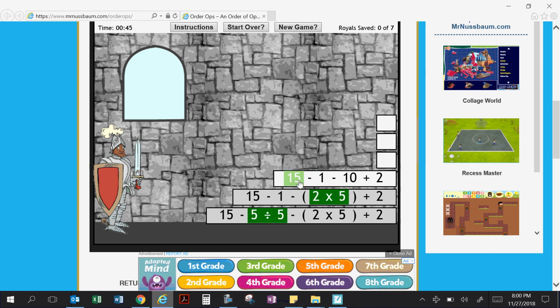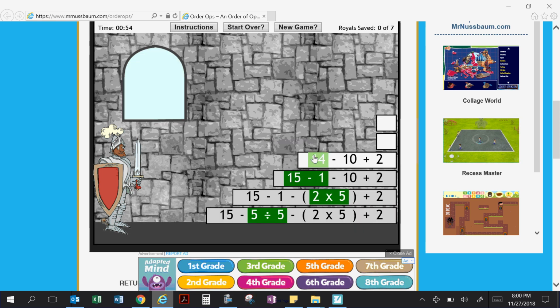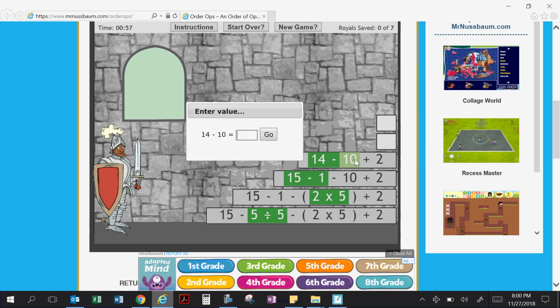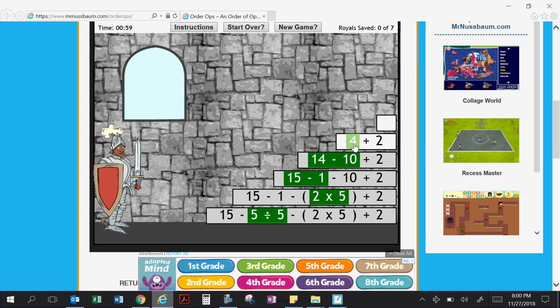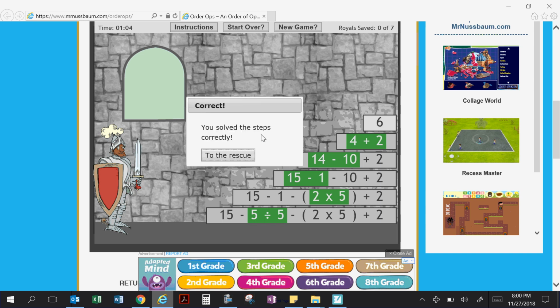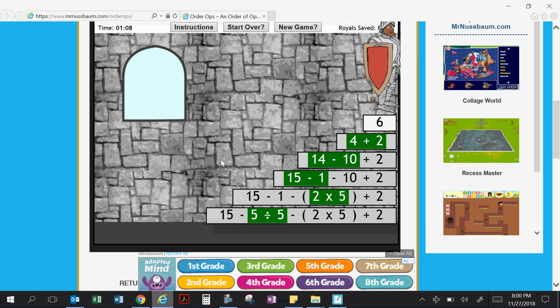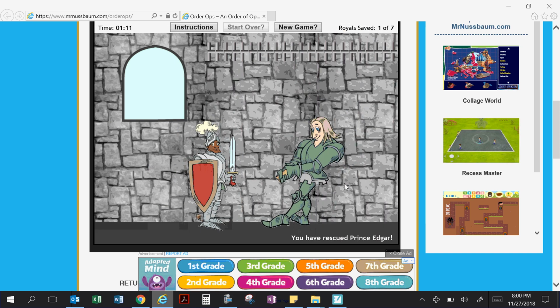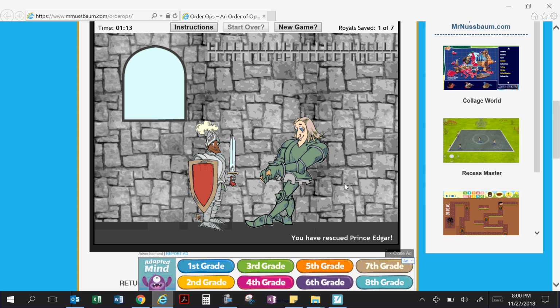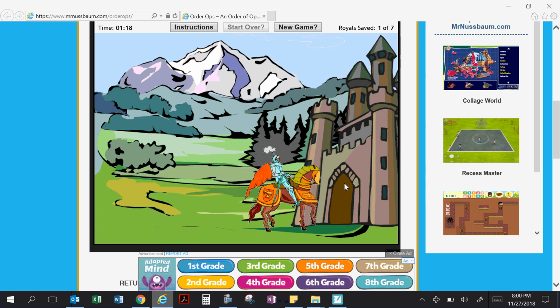So now, first term, second term, third term, fourth term. So we just solve it as we see it. 15 minus 1 is 14. 14 minus 10 is 4. And 4 plus 2 is 6. And that is to the rescue. And then, sorry, we rescued the wrong person. So we are going to a new castle to rescue another person.